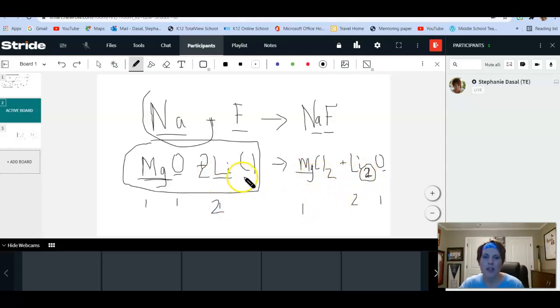Then I look here as well. When you put a coefficient in front of something, you are multiplying it with both elements that make up the compound. So on this side, I have 2 lithiums, but because I put that coefficient of 2 here, I also have 2 chlorines. And then I look over here and I also have 2 chlorines. So now this equation is balanced.